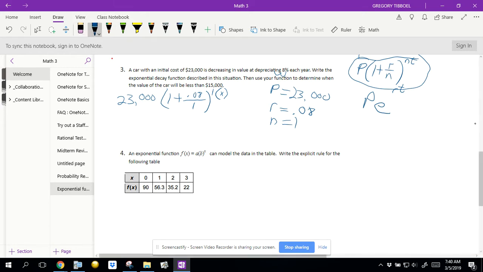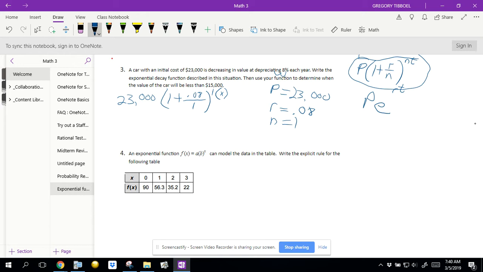Now, please do be careful a little bit with this. 8% is, you have to move the decimal over 2 spots, always, percent 2 spots. Please remember that. So this is 0.08, not 0.8. 0.8 is 80%.